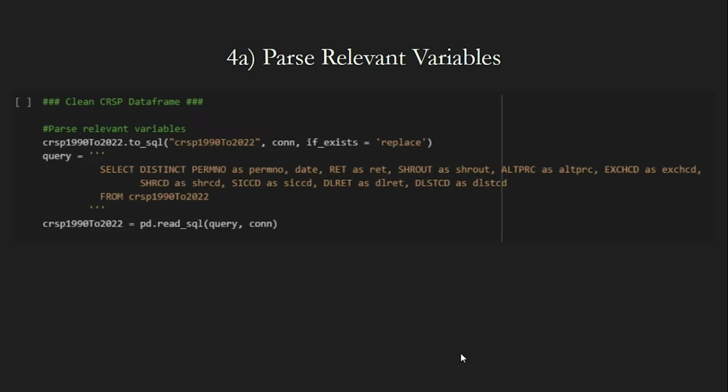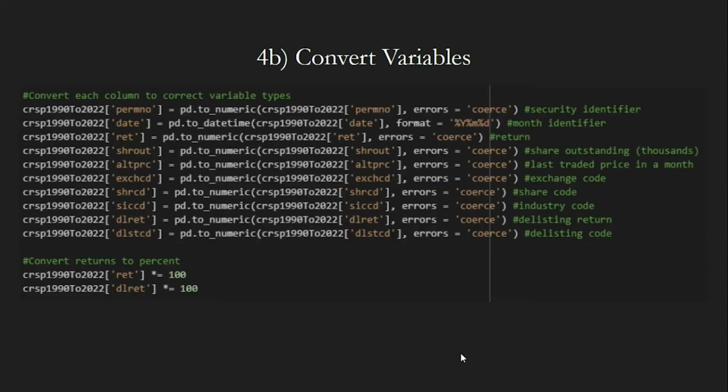Con is the global variable for converting, which we set up in step 2. And if_exists equals replace allows us to replace any SQL file already stored with the same name, meaning we can run this code multiple times without running into errors. Next, we use the variable query to select the relevant variables from the CRSP SQL file. And finally, we convert the SQL back to a data frame with the read_sql function.